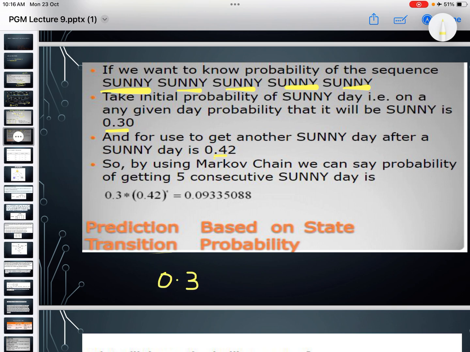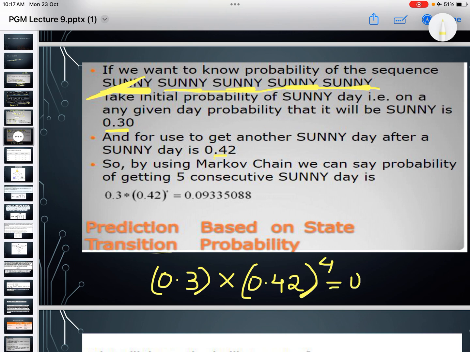So by using Markov chain, we can say the probability of getting 5 consecutive sunnies is, today it is sunny, that is 0.30. So one sunny is covered, that is today's sunny. Now you want 4 more sunnies consecutively, every day. So 0.3 into 0.42, the probability that if today is sunny, tomorrow is also sunny, raised to 4, because for 4 days you want sunny. So you multiply this, and you get 0.909335088.